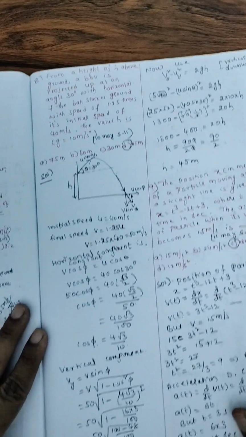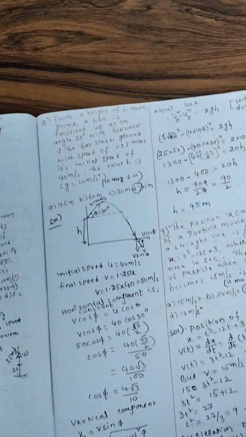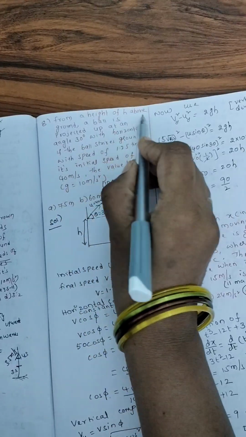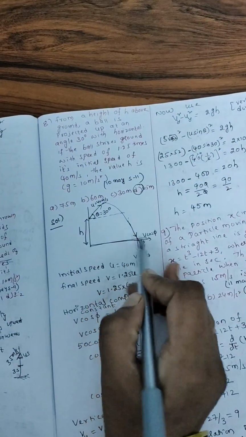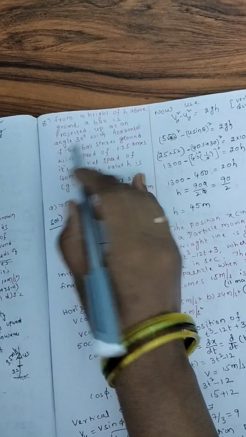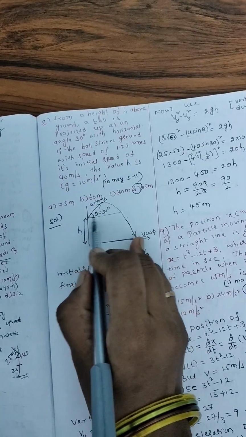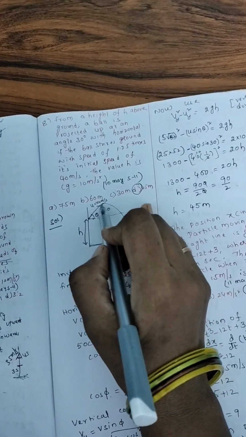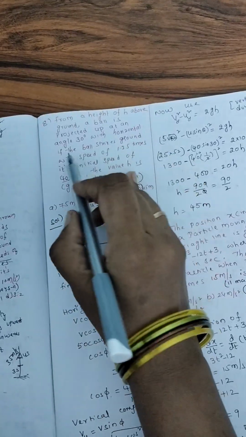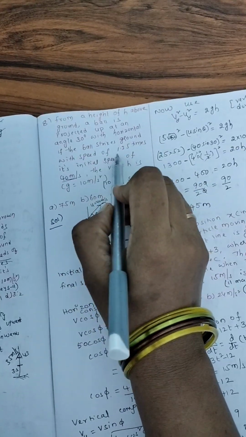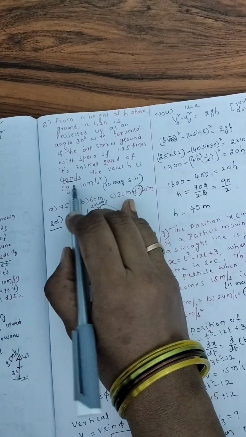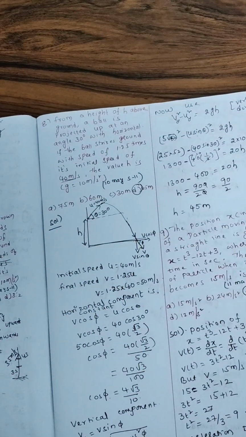Now next, let us move to the next question asked on 10th May, shift 2 itself. From a height of H above the ground, a ball is projected up at an angle of 30 degrees with the horizontal, with initial velocity 40 meters per second. If the ball strikes the ground with a speed 1.25 times its initial speed of 40 meter per second, we are asked to find the value of H.